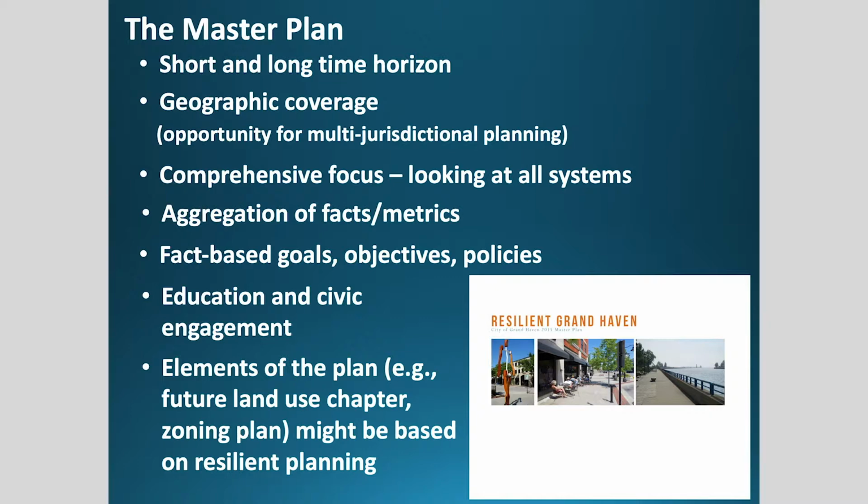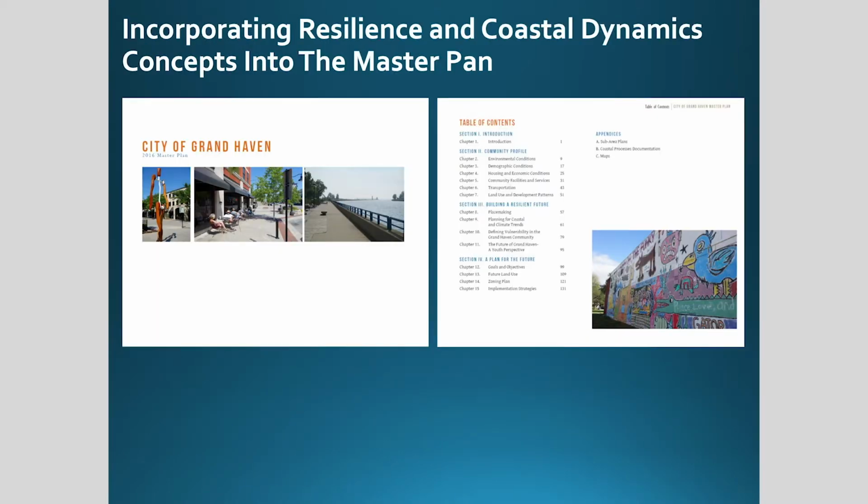And then you can really base it on your goals and objectives in doing that. So I don't want to walk through every single page of the City of Grand Haven master plan, but I want to show you at least how we've incorporated that. Within section 3, thinking about our future, we actually have a chapter dedicated to coastal planning and climate trends, and also defining vulnerability in the Grand Haven community. So we have whole chapters devoted to that within the master plan.